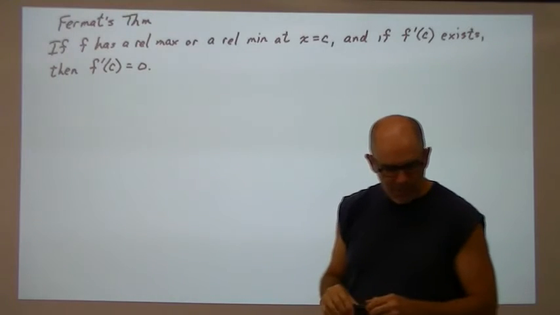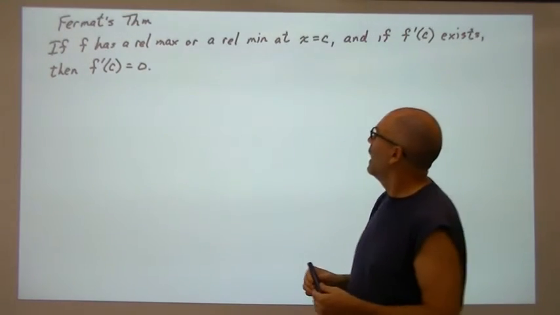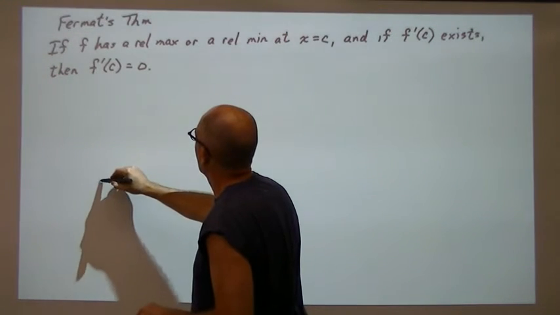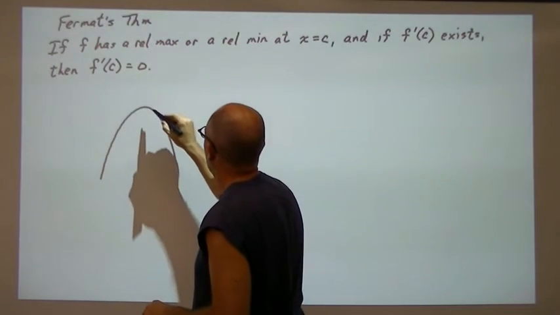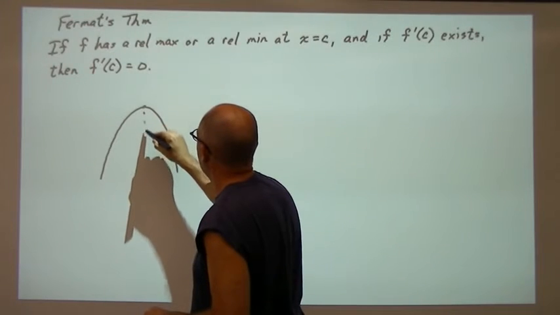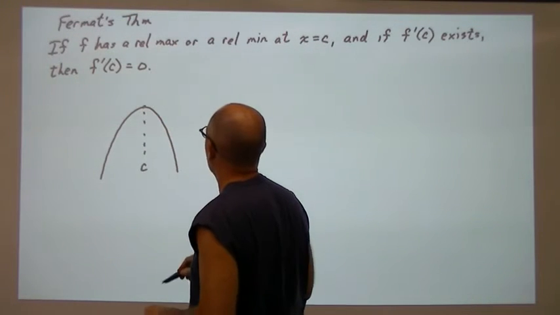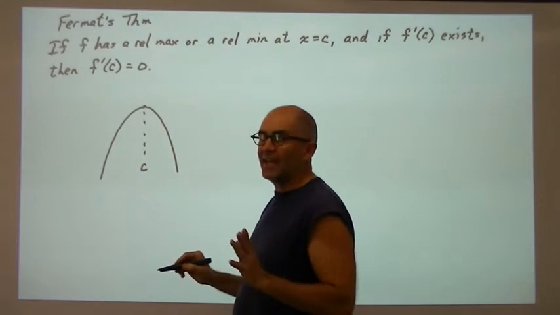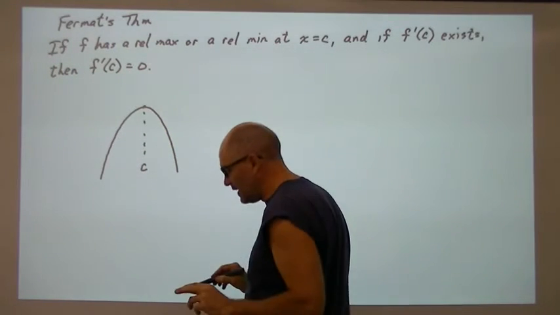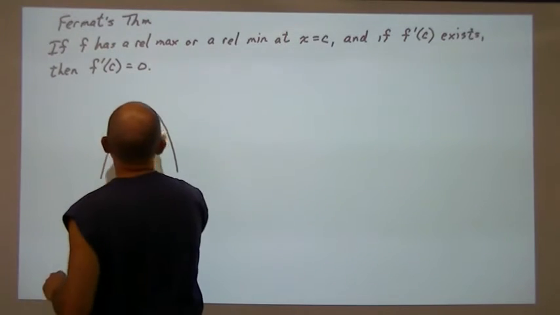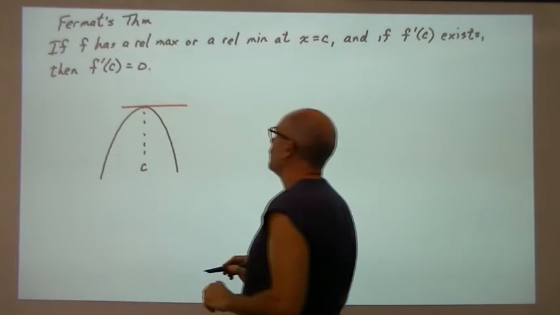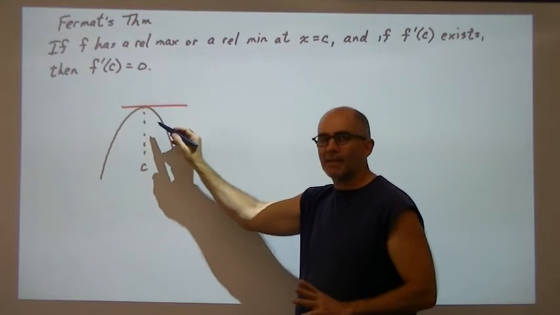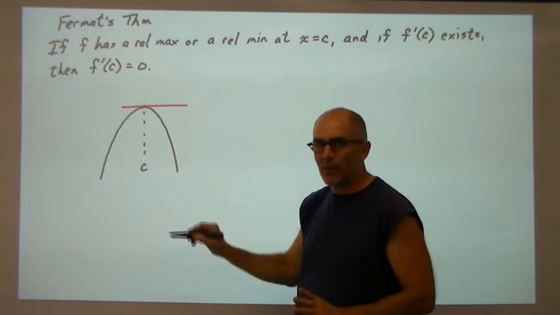Okay, so if I have a relative max at some c value, then, and notice it's continuous and f prime of c exists, then f prime of c must equal 0. The slope of the tangent at the maximum has to be 0.